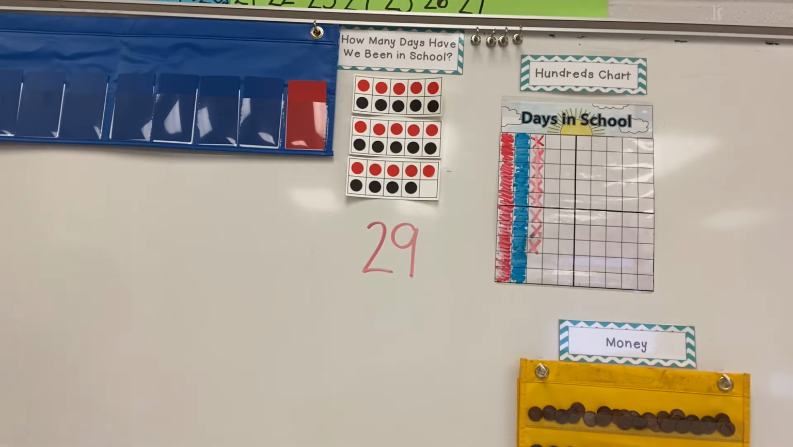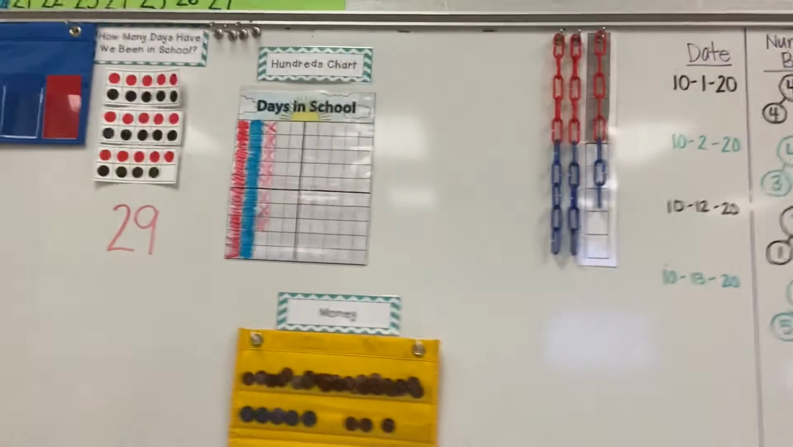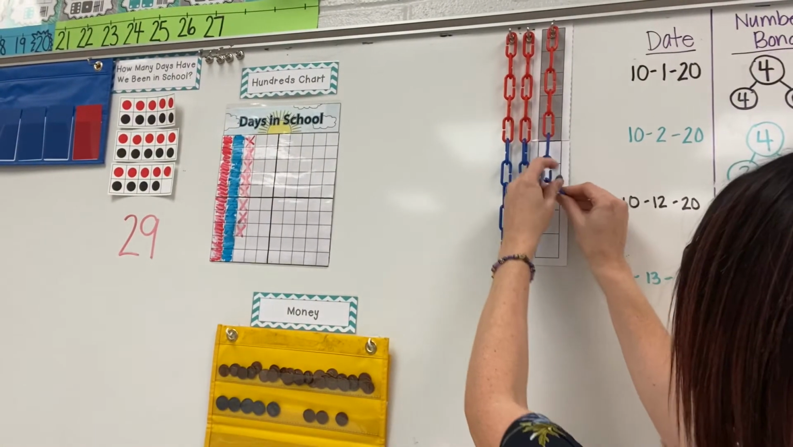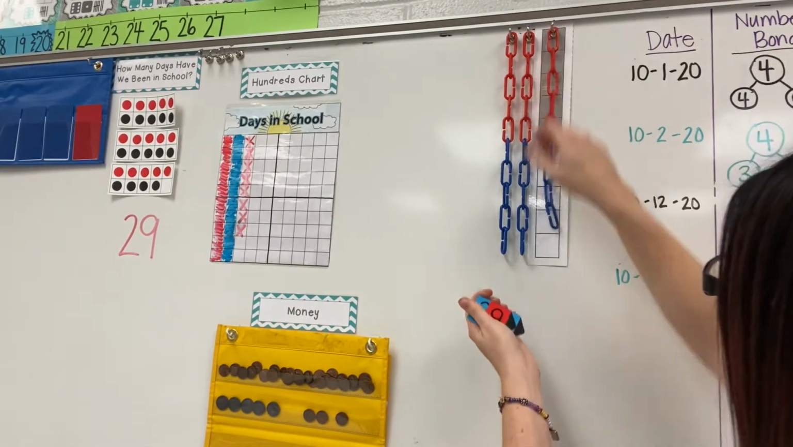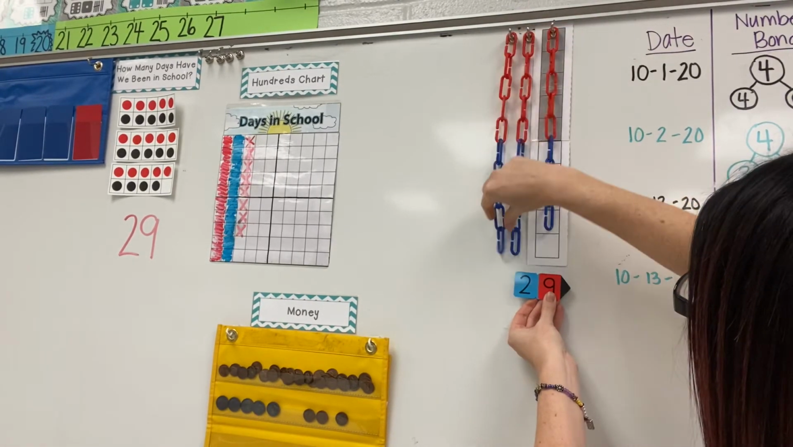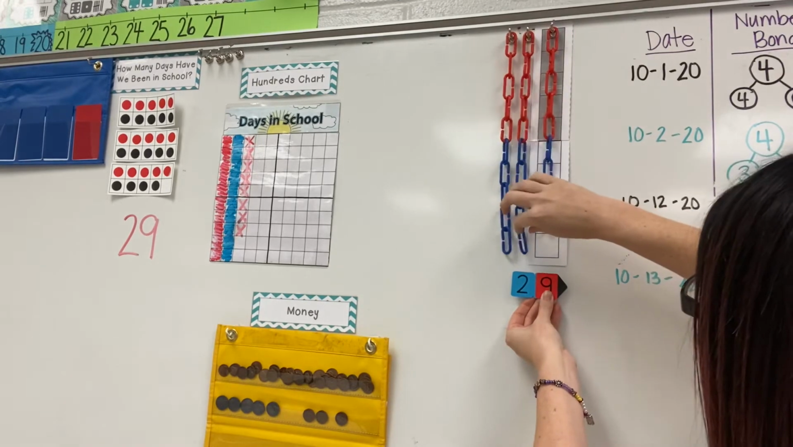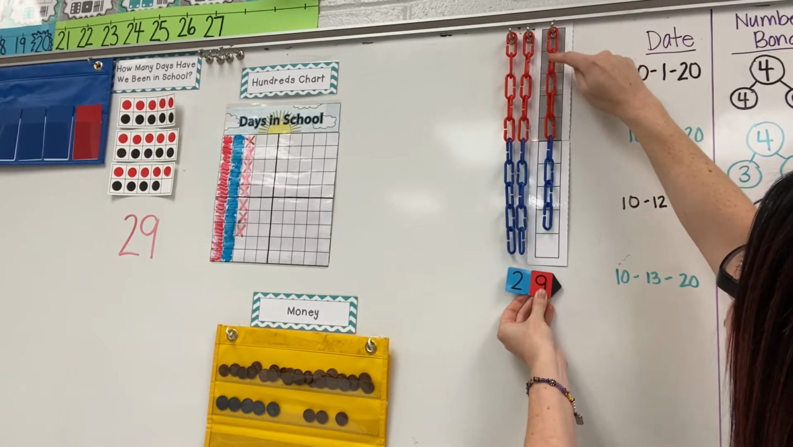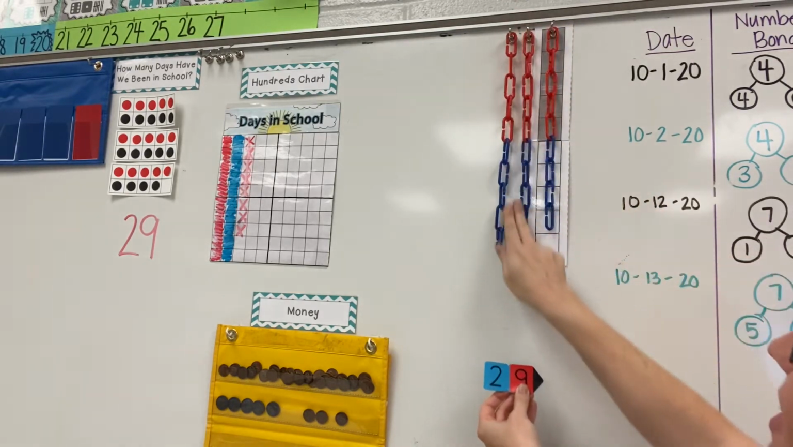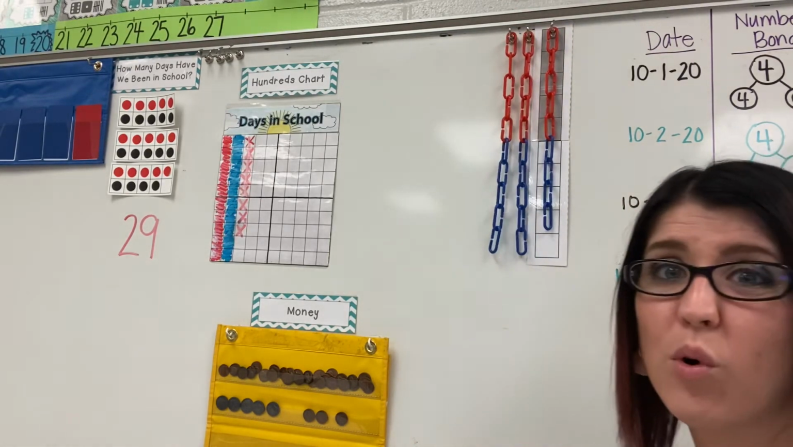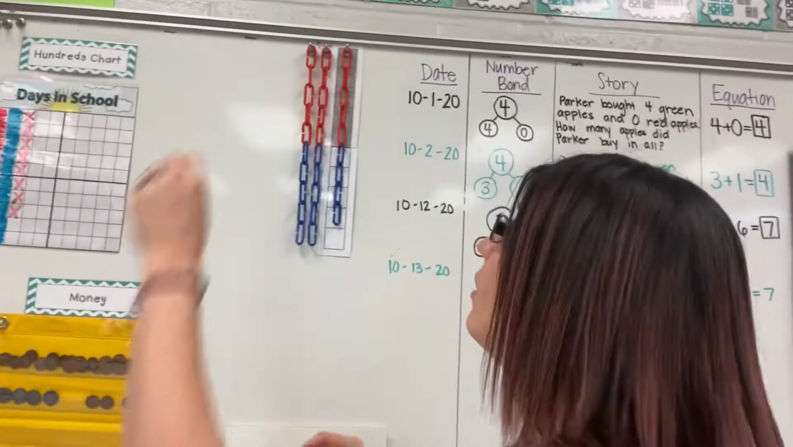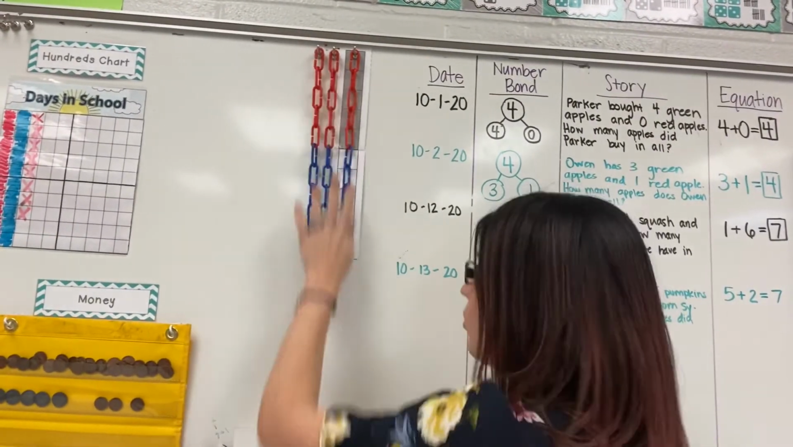Let's take a look at our chain link. I think it's going to show us the same thing. I'm adding another one. And look, I see 2 full 10s, 1 10, 2 10s, and 9 extra. 1, 2, 3, 4, 5, 6, 7, 8, 9. I count this as a 10 because it's all the way full. Once you get 10, you're done. You're full. So this one is full and this one is full.